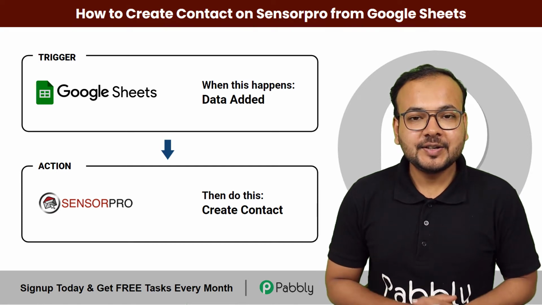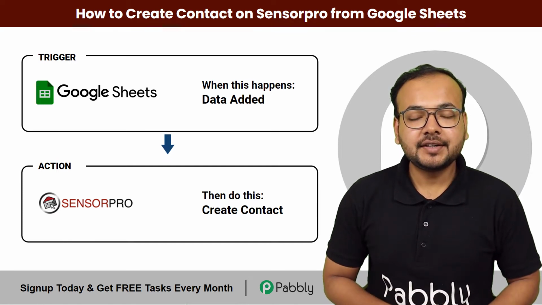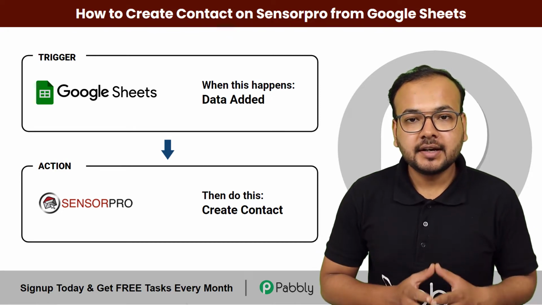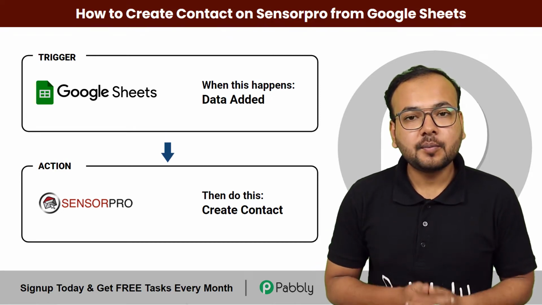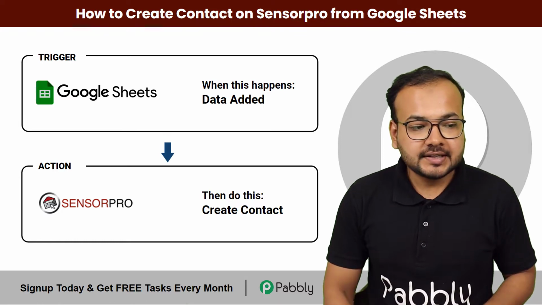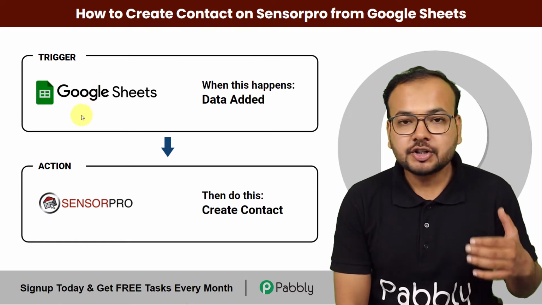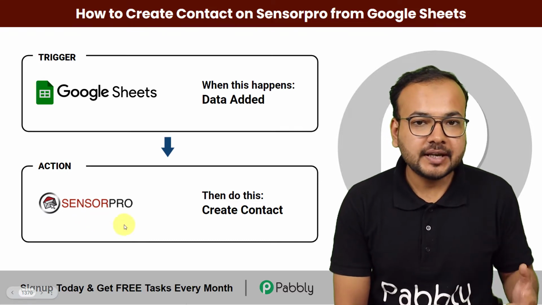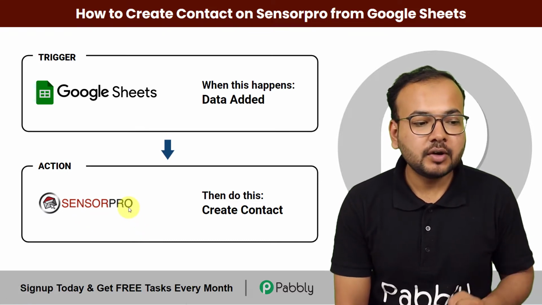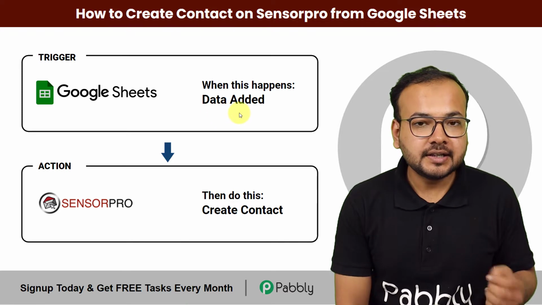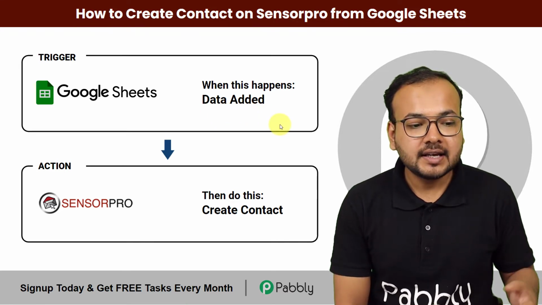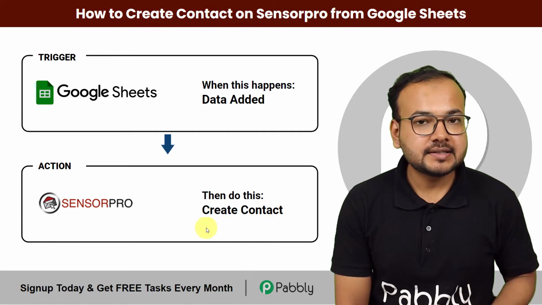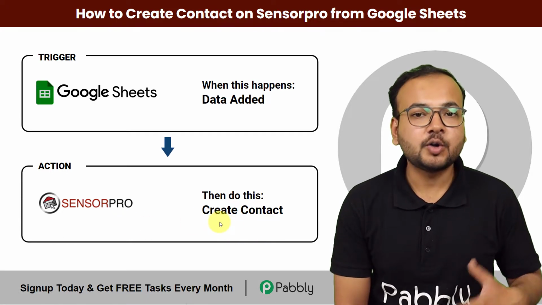Guys, in this video, you will learn how you can create contacts in Sensorpro email marketing tool directly and automatically from your Google Sheets. So guys, here we are going to connect Google Sheet as the trigger application and Sensorpro as the action application inside the automation workflow. And here you have to add the details of your customers or your clients. And as you add the details here, a contact will be created here in Sensorpro application automatically.